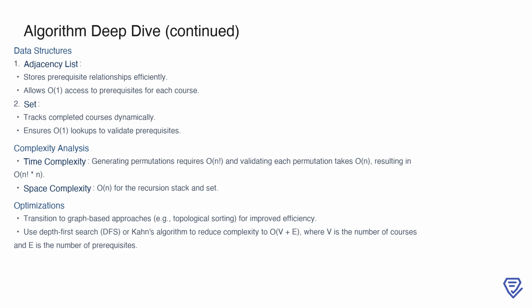Algorithms like depth-first search or Kahn's algorithm can significantly reduce the complexity to O(V + E), where V is the number of courses and E is the number of prerequisite relationships. These optimized approaches are far better suited for large-scale problems.